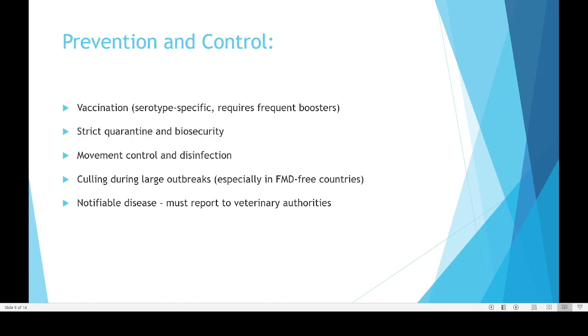Then for a notifiable disease, you must report to the veterinary authority. So if too many cattle in one area are having this disease, sometimes we have to kill all those cattle. That is the only way by which we can control this disease.